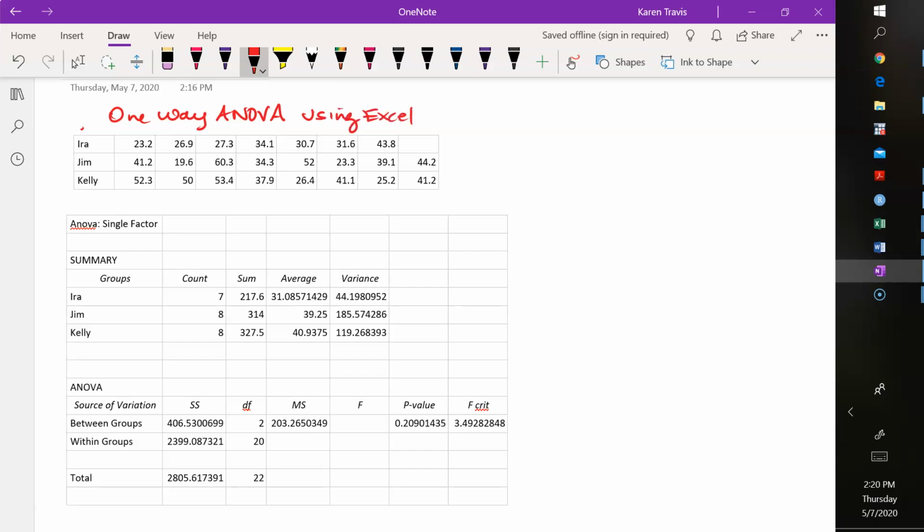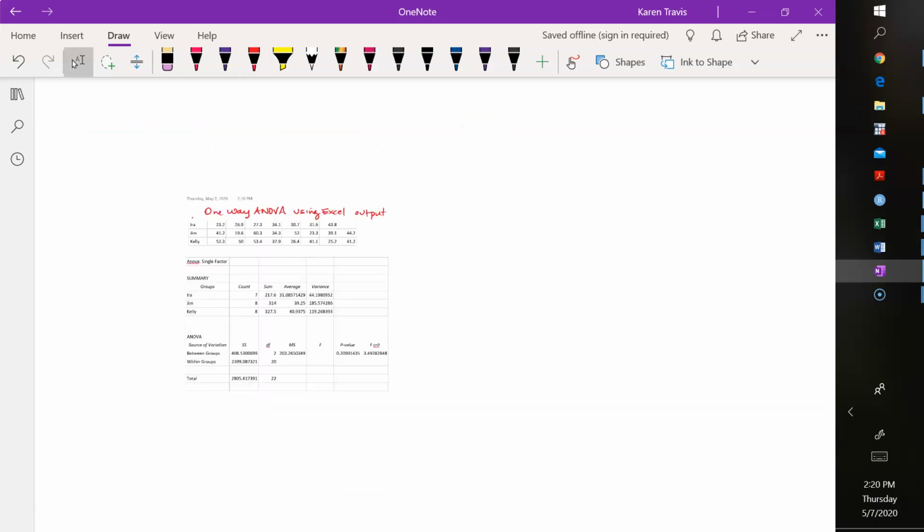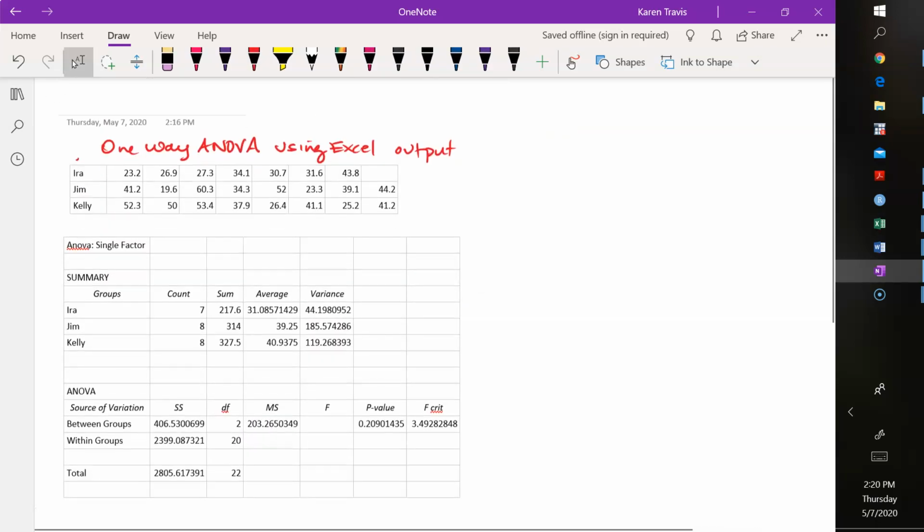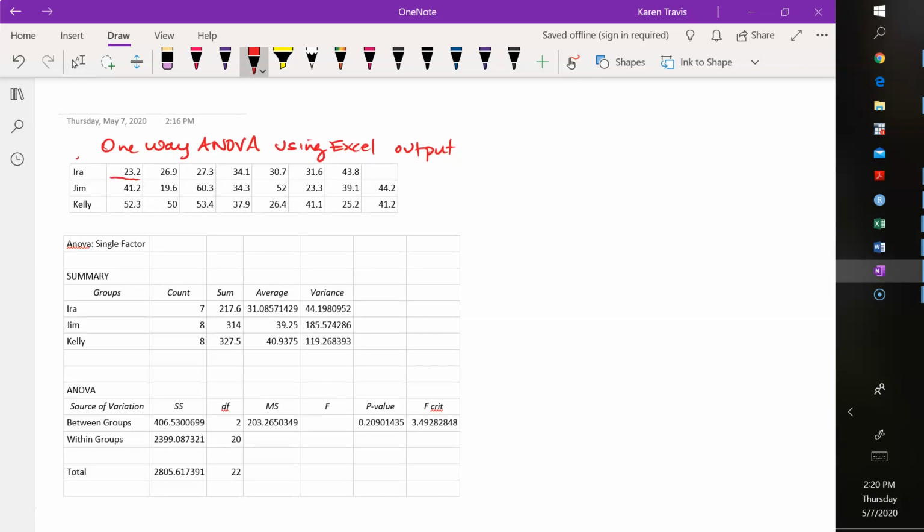In our story, we have a car dealership with 3 salespeople, Ira, Jim, and Kelly, and each of the data points represents the average percent of price markup they've earned on each of the car sales. For example, our first data point claims that Ira was able to get a 23.2% markup on a car that they sold.